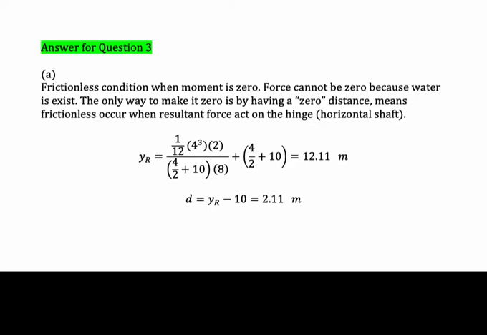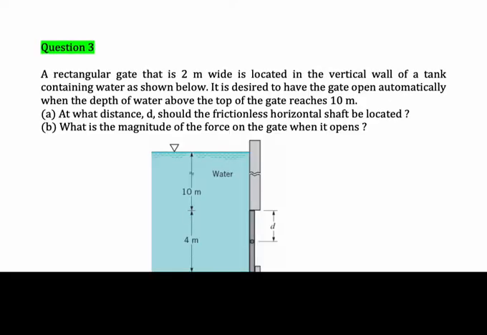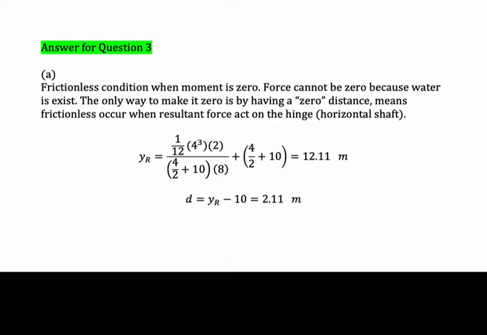For question A, frictionless condition occurs when the moment is zero. Force cannot be zero because water exists. The only way to make it zero is by having a zero distance, meaning frictionless occurs when the resultant force acts on the hinge. So according to this idea, we need to put a hinge where the resultant force from the water acts on the wall here.